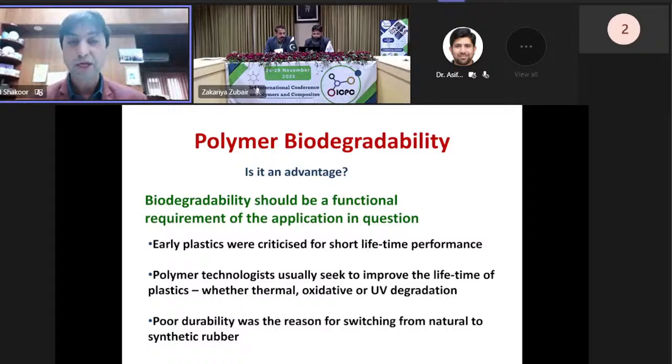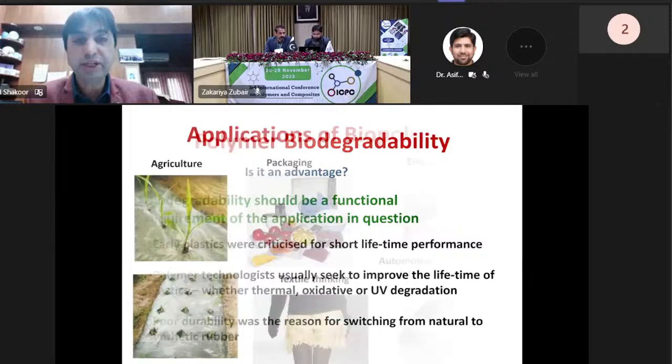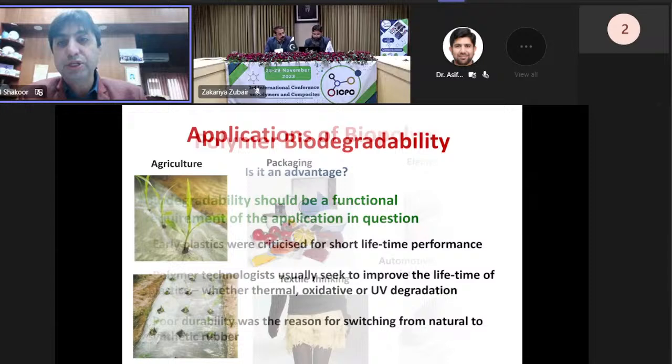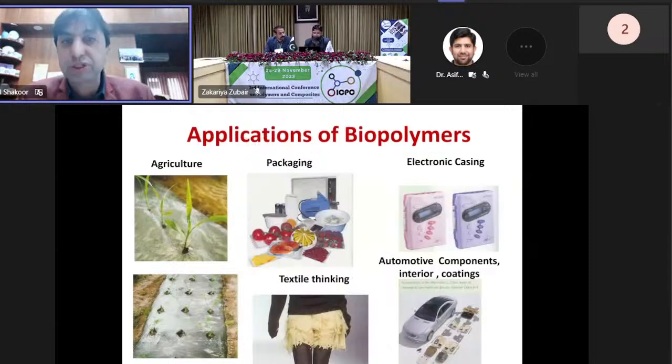So the poor durability was one of the reasons for switching from natural to synthetic polymer and synthetic rubber material. We see different applications of these biopolymers: agriculture mulching film, packaging, electronic industry, automotive industry, textile. But most of the applications of biopolymers are limited to short product life cycles, mostly packaging or agriculture mulching film.